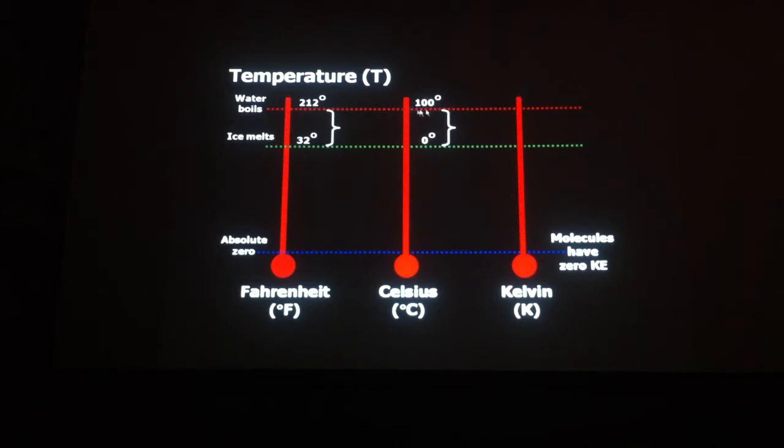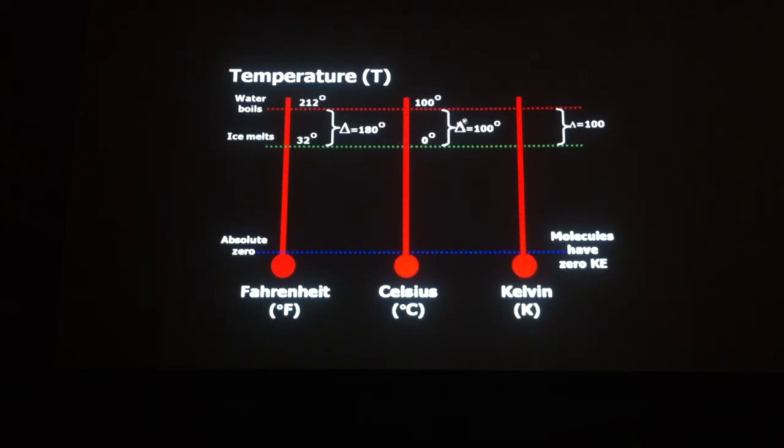Now the boiling point of water in Celsius is 100 degrees, and the melting point is 0 degrees. And this makes the Celsius scale particularly convenient because there are only 100 degrees difference between the boiling point and melting point of water in the Celsius scale, while there are 180 degrees on the Fahrenheit scale.